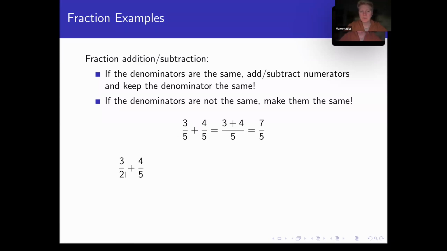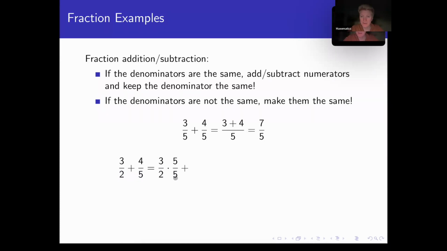But in the case of 3 over 2 plus 4 over 5, notice that 2 and 5 are not the same. So we can't do what we were just doing. We have to make them the same. Well, you've heard of least common denominator, least common multiple. If 2 and 5 were the same, we could add them. What multiple of 2 and 5 would make these the same? Well, let's multiply the first one by 5. 2 and 5, their least common multiple is 10. Well, how do we get from 2 to 10?